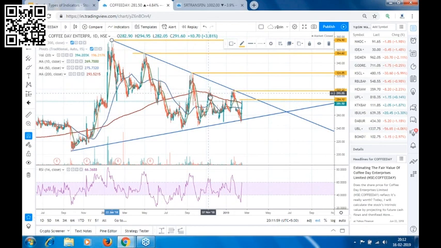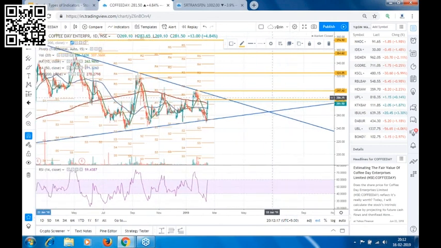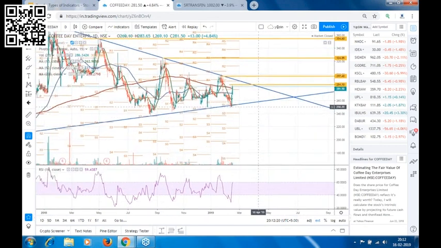Can we use pivot points directly to mark the targets? See, pivot points, I think if you use them in intraday, it's much better. And if you want to use pivot points, you can mark your targets based on pivot points as well. But I generally don't use pivot points in positional trading to mark my targets.